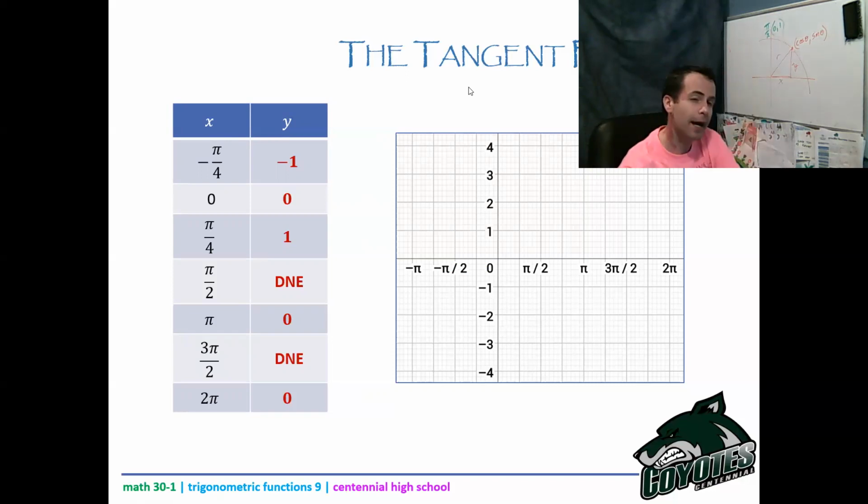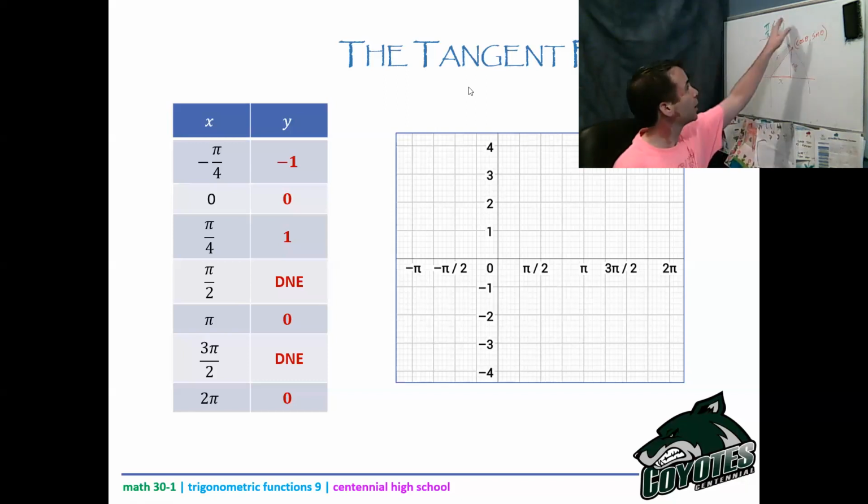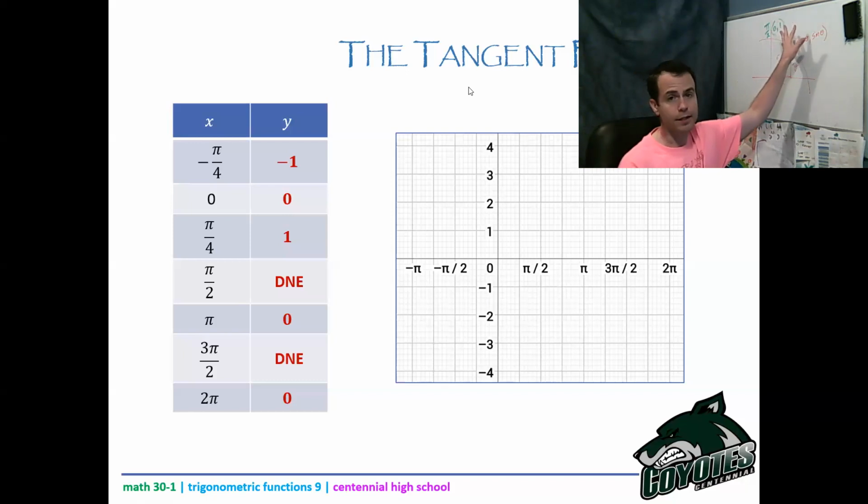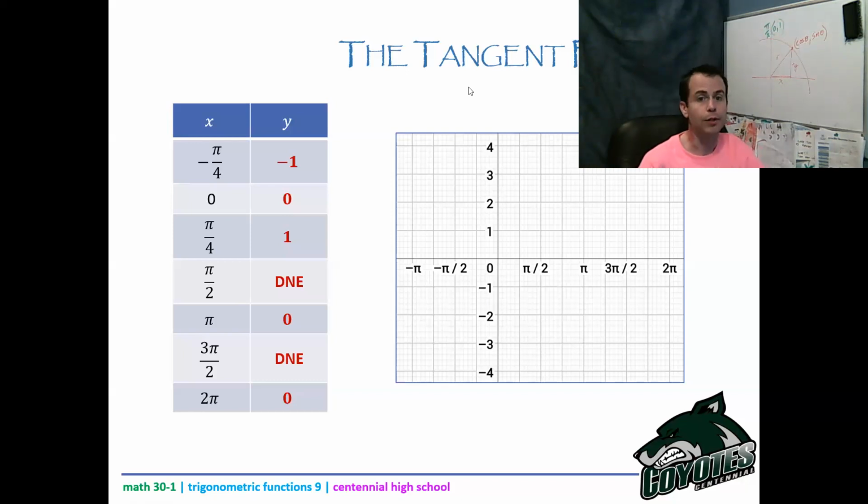Now, think back to anytime we have a 0 on the bottom of a fraction, what does that do? It creates one of two things. Either it's going to create a vertical asymptote, or it's going to create a point of discontinuity. Think back to your rationals. If it creates a point of discontinuity, I'd have to have the same factor on the top and on the bottom. I've got a 1 on the top and a 0 on the bottom. That's not the same factor over the same factor. So this is definitely going to create a vertical asymptote at pi and at 2 pi.